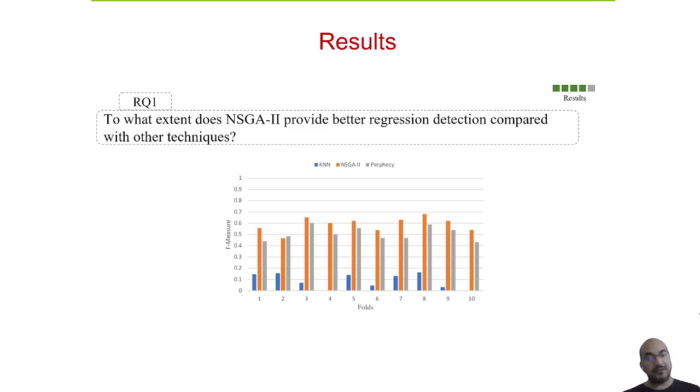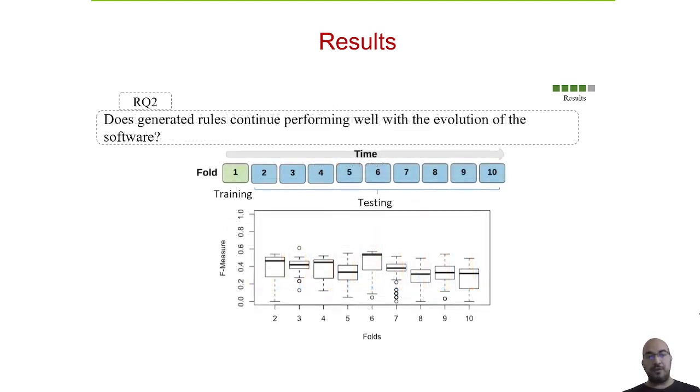So for the second research question, we look at how long our model can stay performant, or can keep its performance throughout the various levels of changes. To do that, we have taken the commits in their chronological order and split them into 10 folds, which contain around 70 commits each. Then we use the first fold for training and the remaining folds for testing.